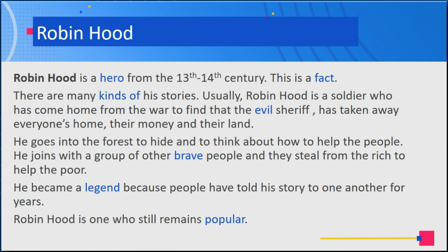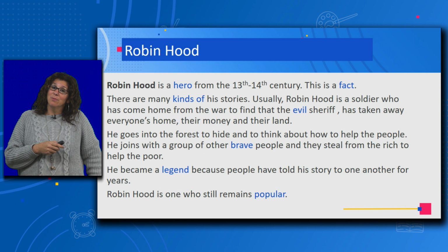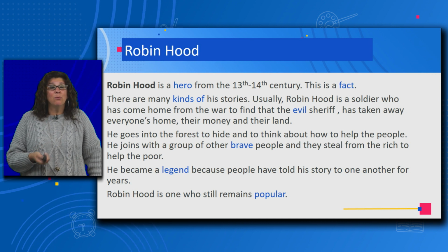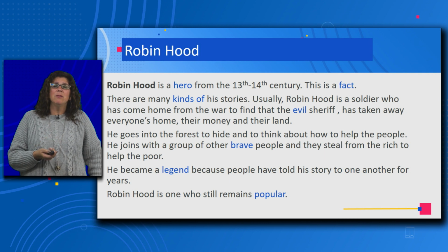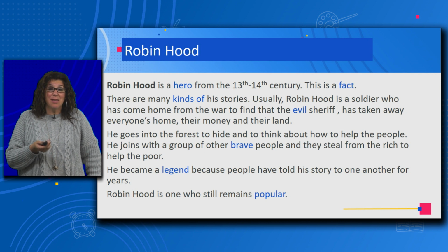He became a legend because people told his story from one to another for many, many years. And he's very, very popular. Which leads us to a question. Was he a good person or a bad person? We're going to go with he's a good person because he's become a legend and we want to emulate that. We want to emulate, or we want to be like, imitate. We want to imitate someone who's that great.